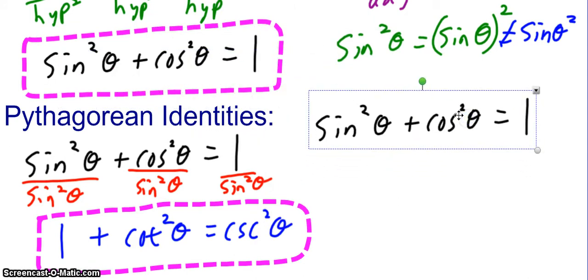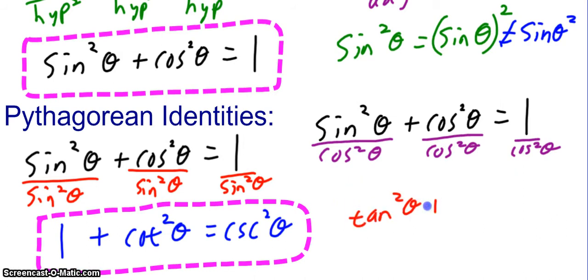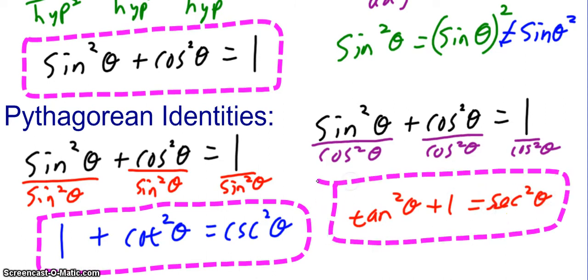And now let's instead divide by cosine squared. Yeah, I knew you had that. Tip of your tongue. Cosine squared. Which leads us to tan squared theta plus 1 equals secant squared theta. So, those are our 3 Pythagorean identities.